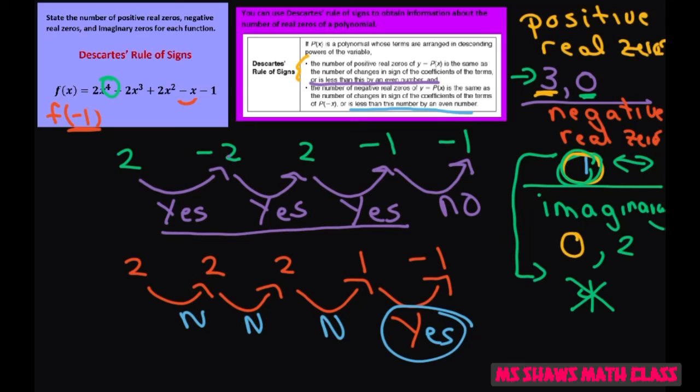So the positive real zeros are 3 or 0. Negatives is 1. Imaginary is 0 or 2. But it can't be 4 because we have this 1 here. And imaginaries can only go by even numbers. So remember, imaginaries, if you have a 3i, then its conjugate is negative 3i. The imaginaries always come in pairs.